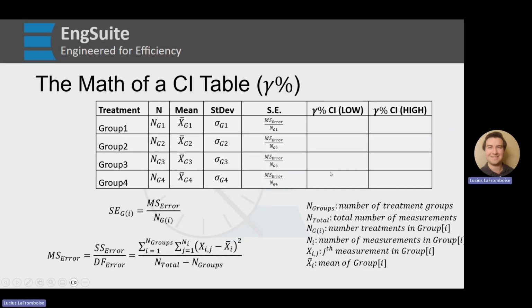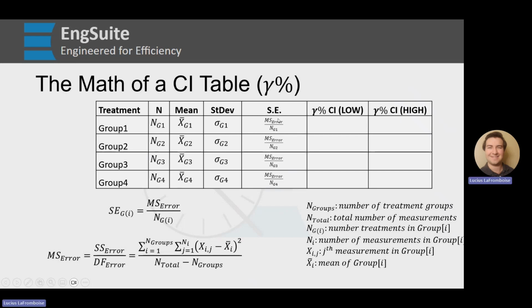So now let's take a look at the math of our confidence interval table at any given percentage gamma percent. So here you'll see our descriptive statistics. Those just represent your number of treatments in each group, the mean of that group, and then the standard deviation.